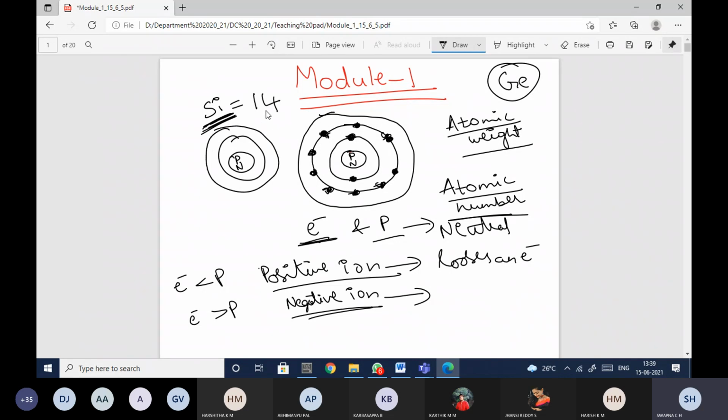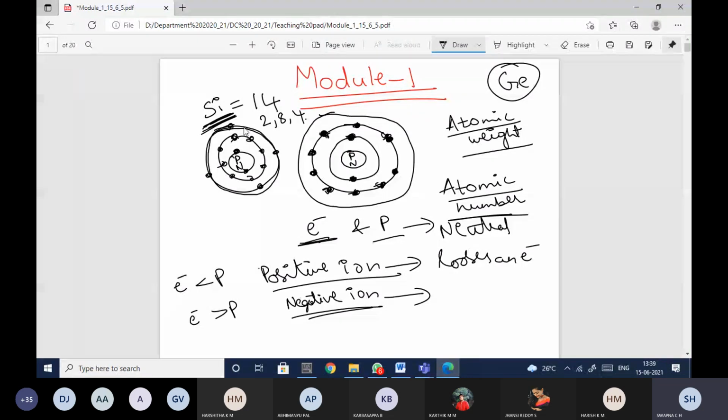So the number of electrons that will be present in each orbit is 2, 8, 4. So 2 will be in the first orbit, 8 will be in the second orbit, and 4 will be in the last orbit. This outermost shell is said to be the valence shell, and the electrons present in this valence shell are said to be the valence electrons.